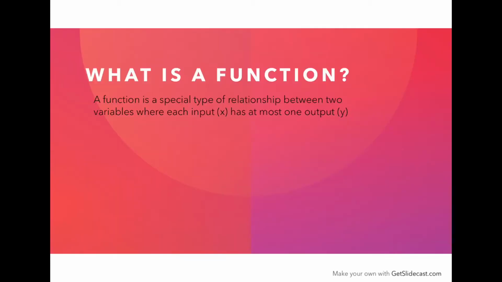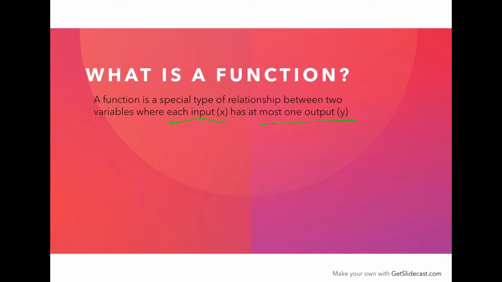The main rule for a function is that each input, x, will always have at most one output, y. And of course you could switch those around, but generally we let x represent our inputs and y represent our outputs, because all variables are just random choices that we're making to represent things.